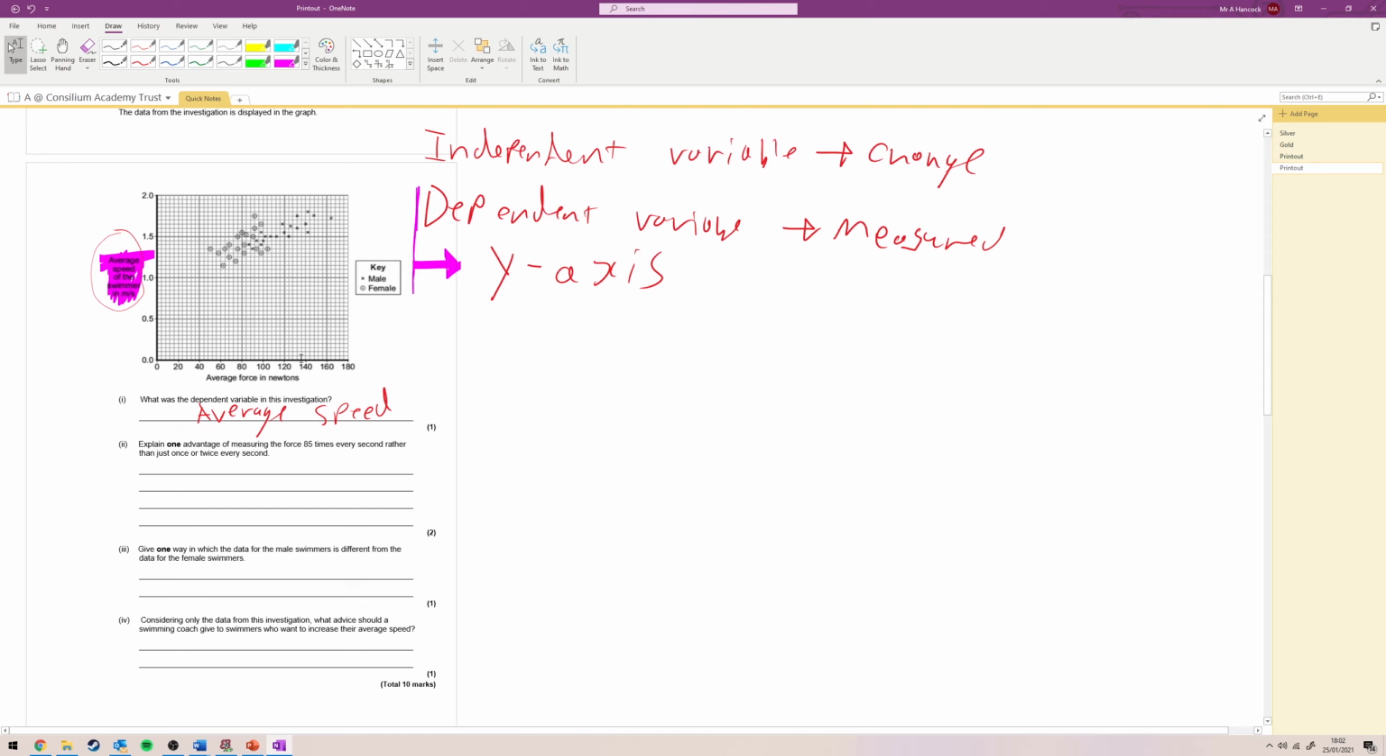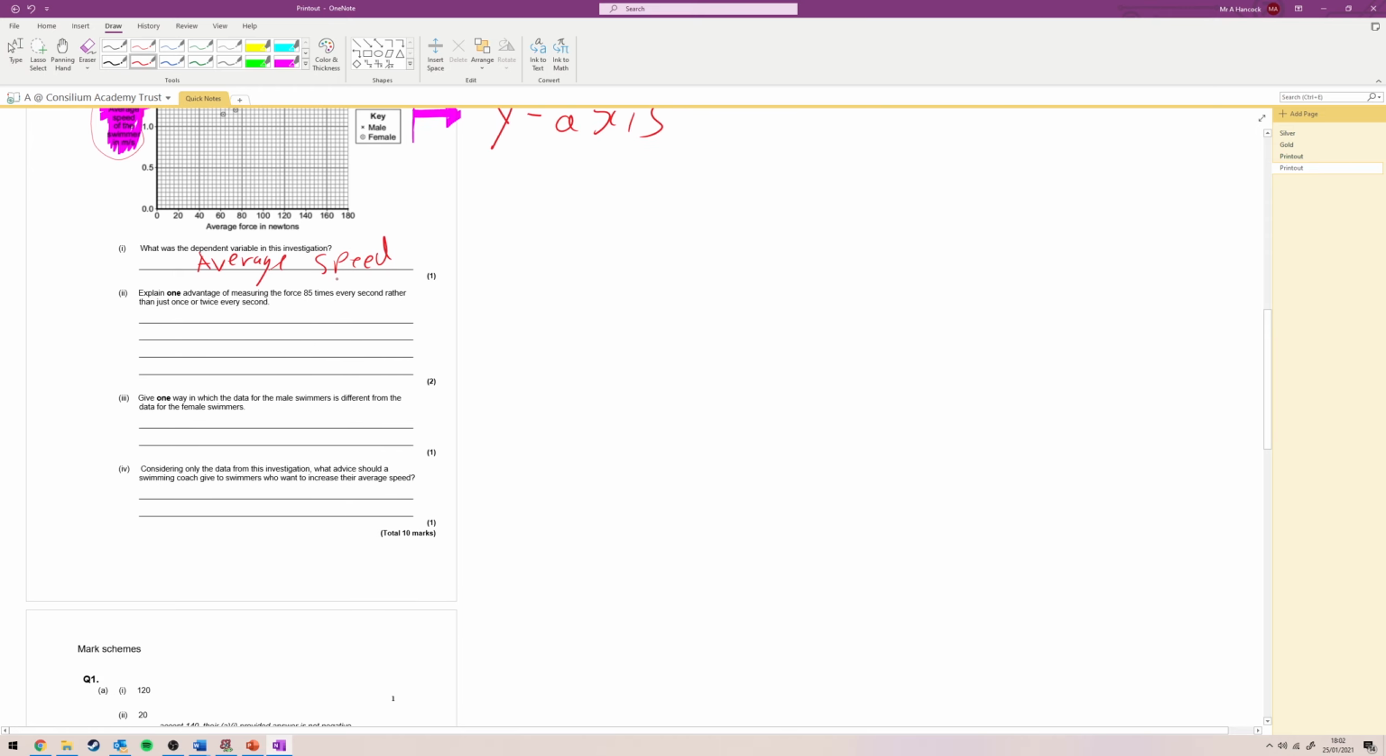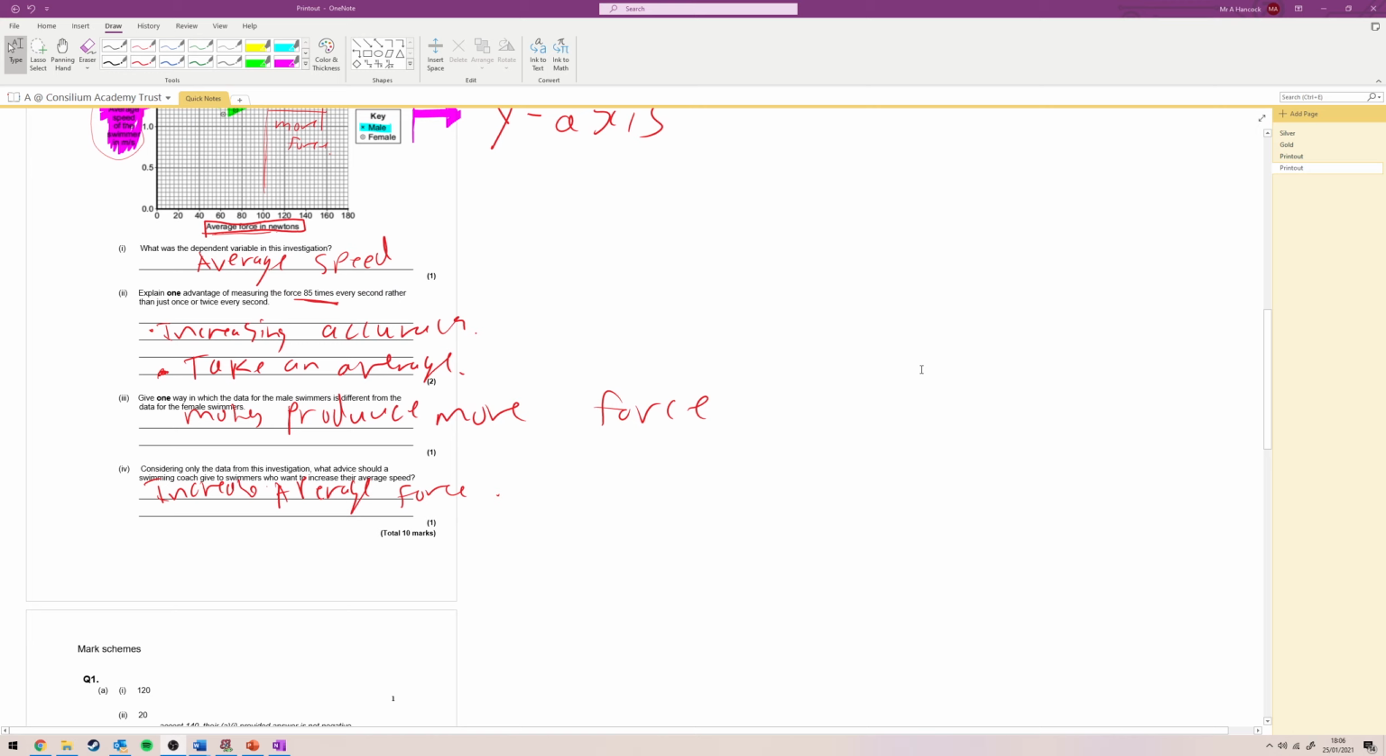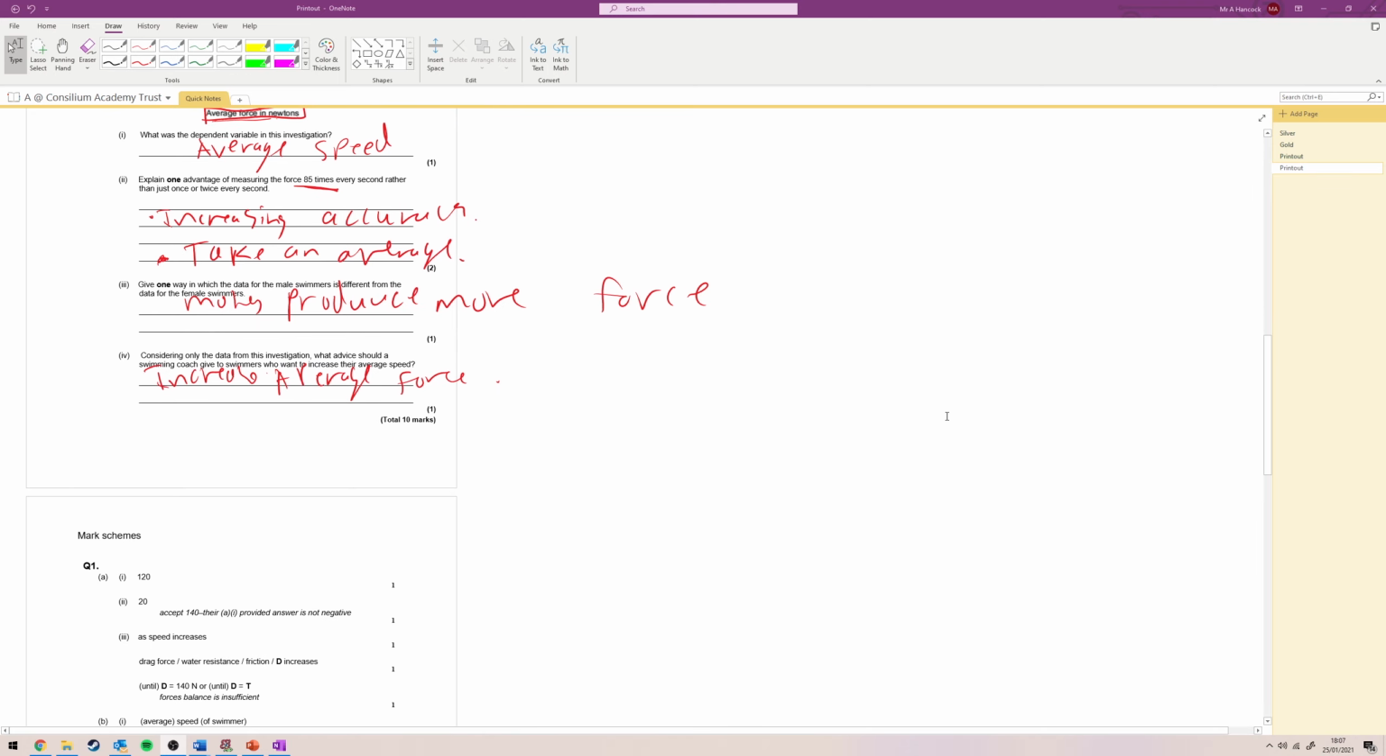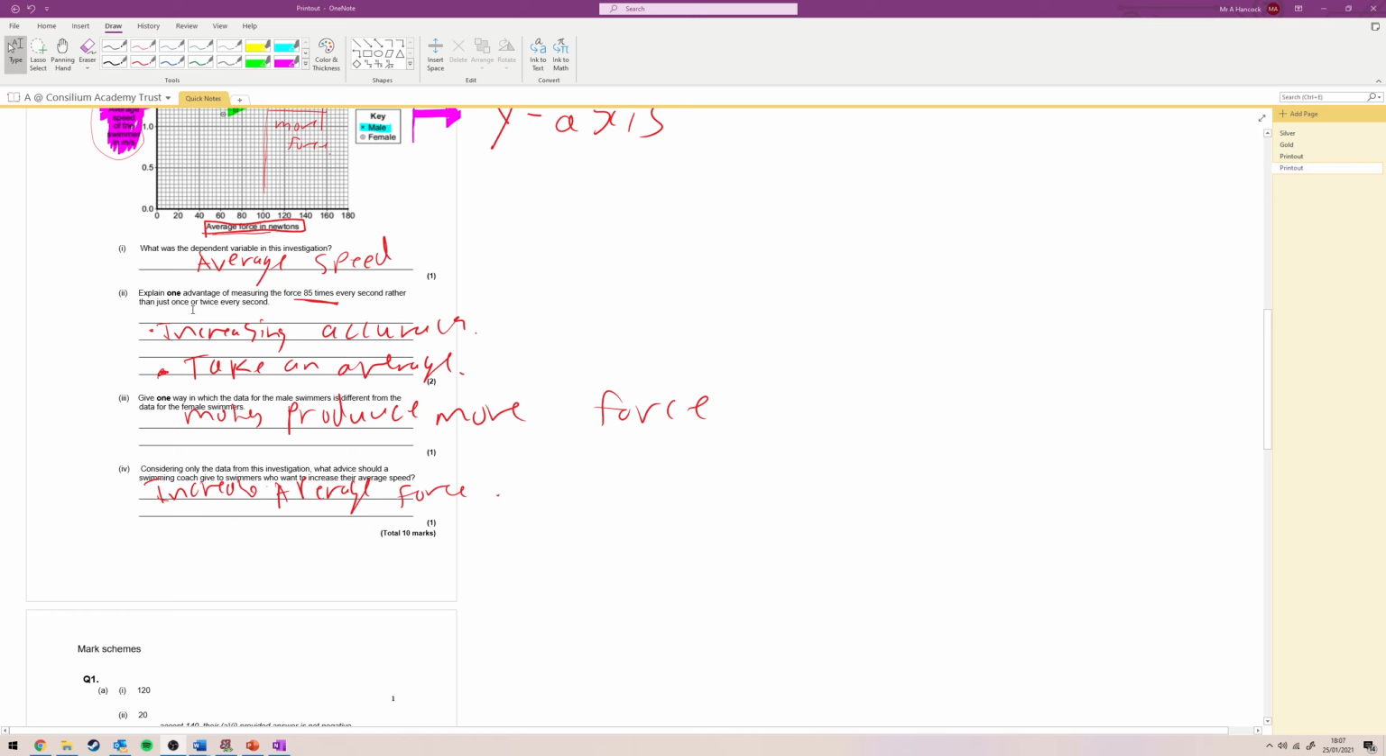Now, explain the advantage of measuring the force 85 times every second rather than just once or twice every second. Hello. Just a quick note. I made the classic error. So it says here for this question, so I'm going to cut the video because I made the classic error. Explain one advantage of measuring the force 85 times every second rather than just once or twice. I said increasing accuracy. Now, that is not allowed.